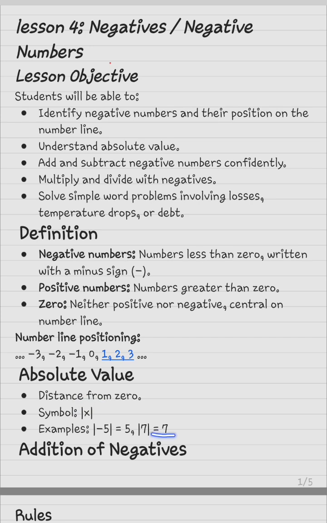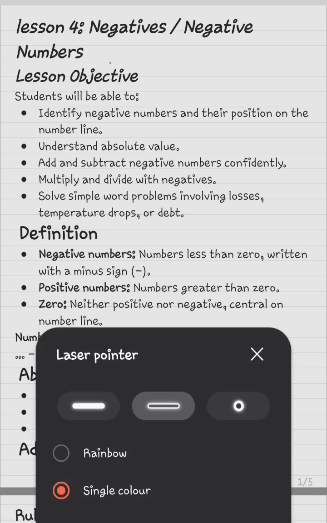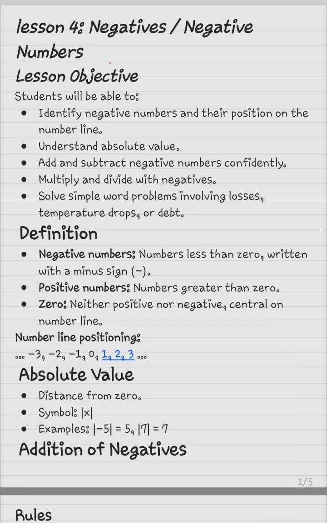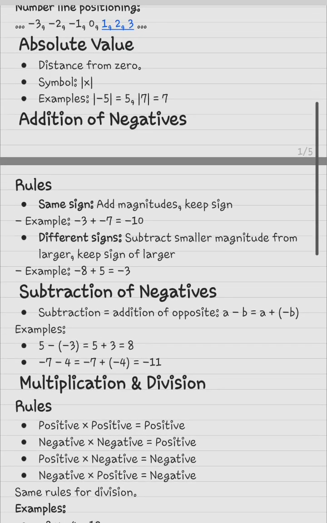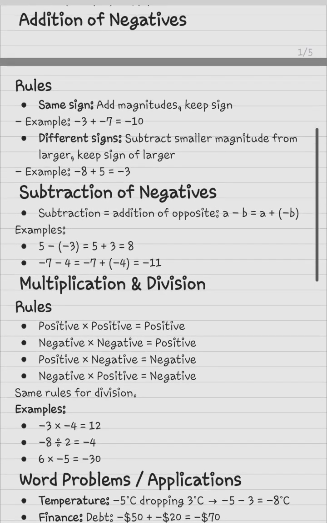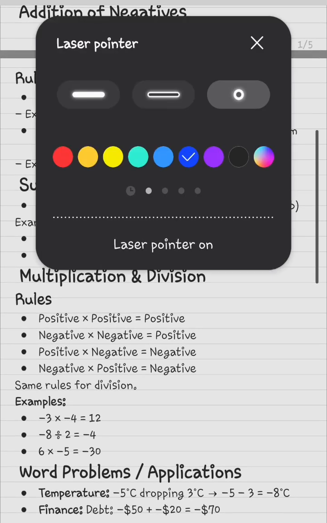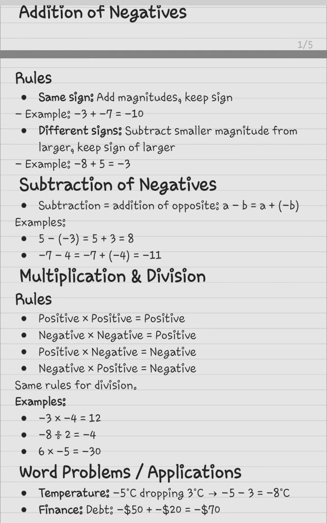Key operations: addition and subtraction. We will now examine the main operations involving negative numbers. Understanding the sign rules is the most important part of this process. First, let's look at addition. The approach to adding depends on whether the numbers have the same or different signs. Same signs. If the signs are the same, simply add the magnitudes together and keep that sign. For example, -3 plus -7 equals -10.